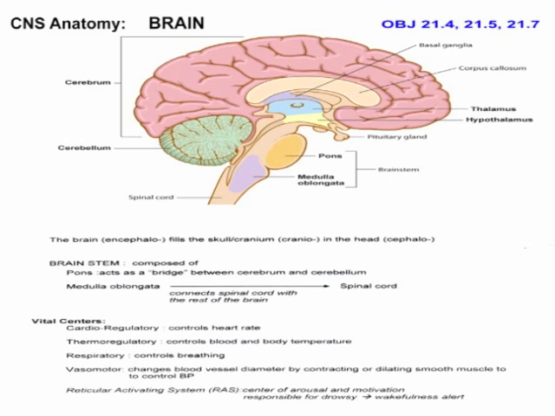Within the brainstem itself are vital centers. There are 5 vital centers that we will be discussing. Number 1 is the cardioregulatory, which controls the heart rate, the thermoregulatory, which controls the blood and body temperature, the respiratory, which controls breathing, the vasomotor, which controls the contraction of smooth muscle, which in turn controls blood pressure, and the reticular activating system, or RAS, which is located at the core of the brainstem, is the center of arousal and motivation in mammals. It also controls drowsiness and wakefulness.